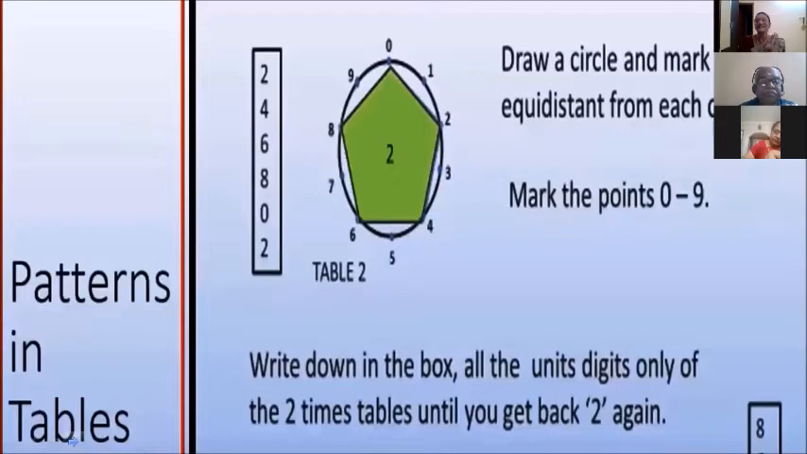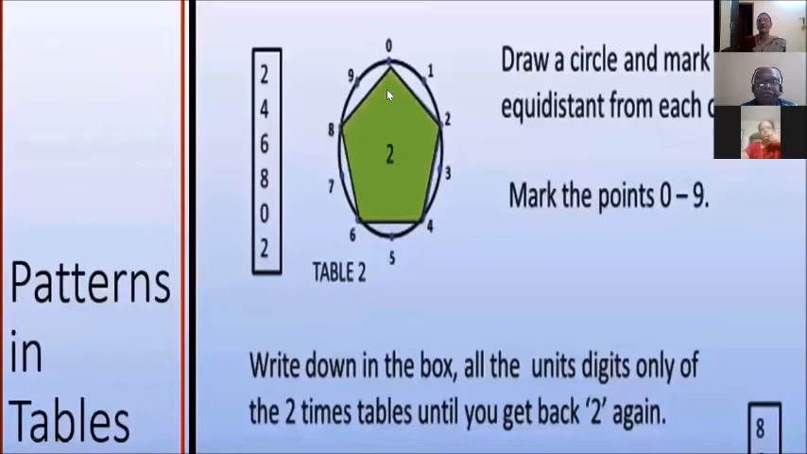Now here, this is a table of 2. I have entered here the patterns in the tables. That is the heading. Suppose now I am taking this 2 times table. So the ending digit alone I have taken: 2, 4, 6, 8, 0 and 2. Or the ending digit. 2 ones are 2, 2 twos are 4, 2 threes are 6, 2 fours are 8 and so on.